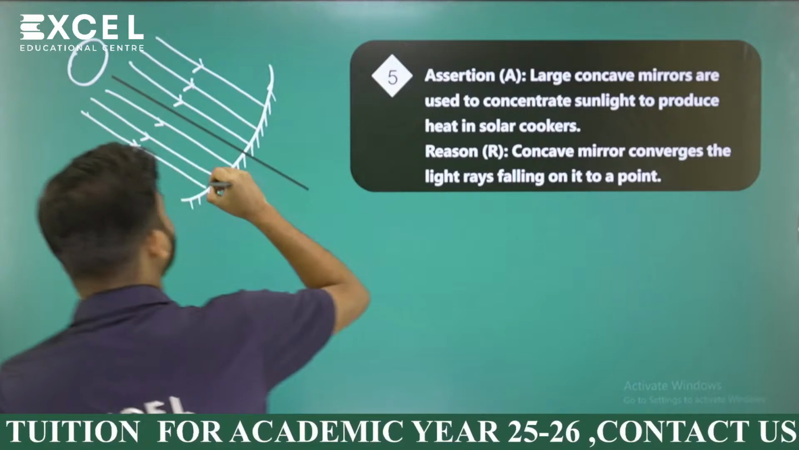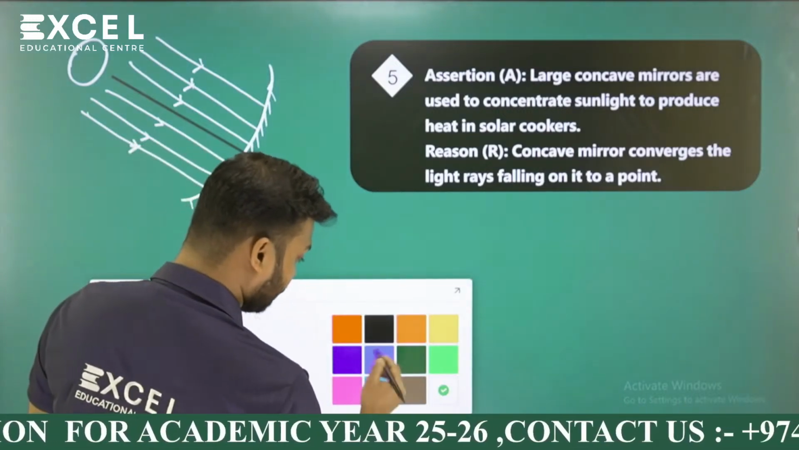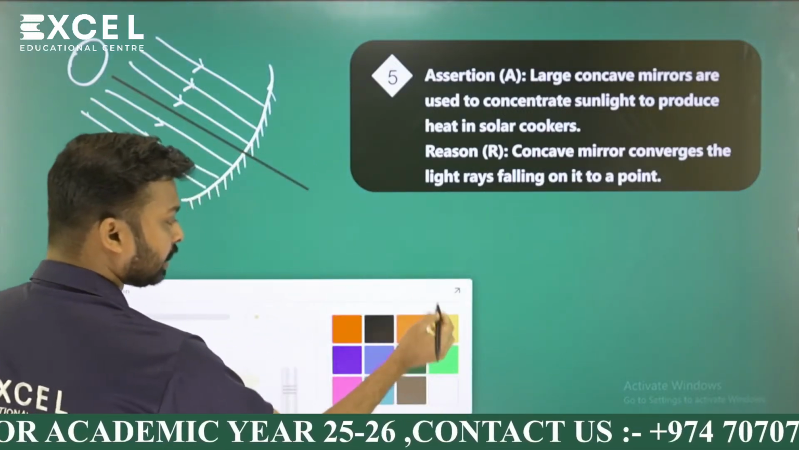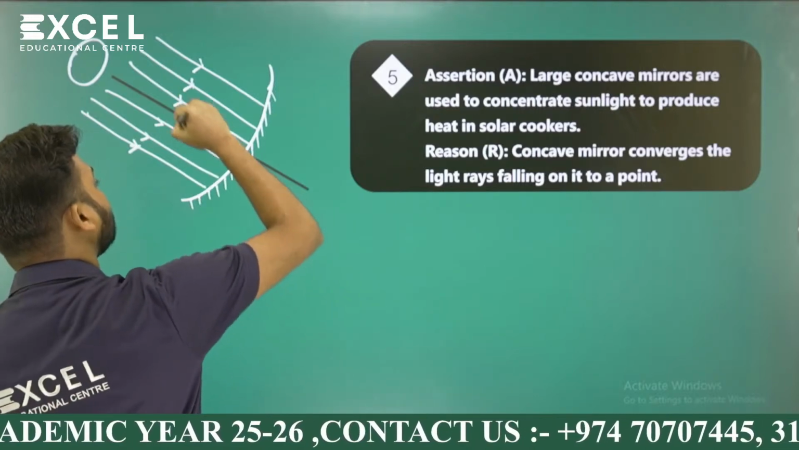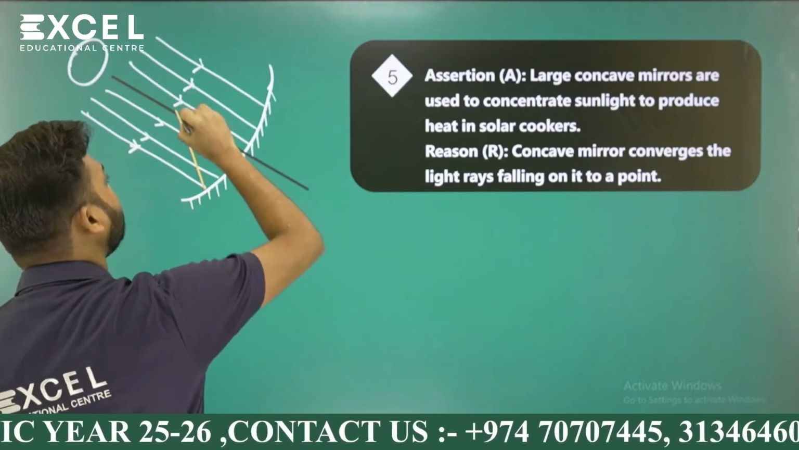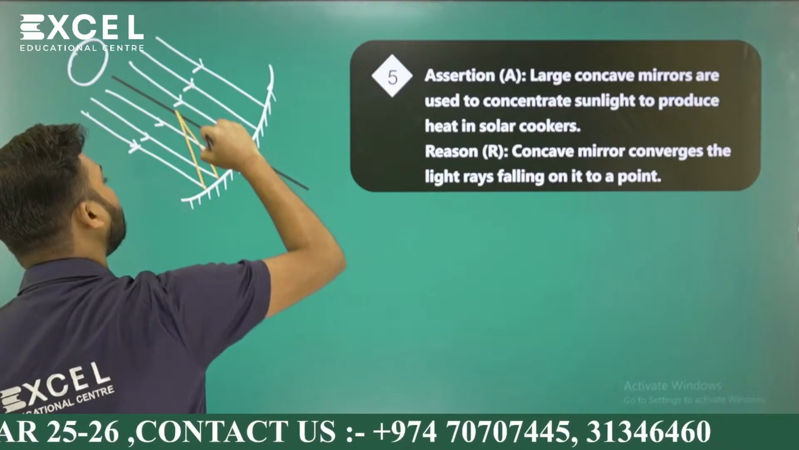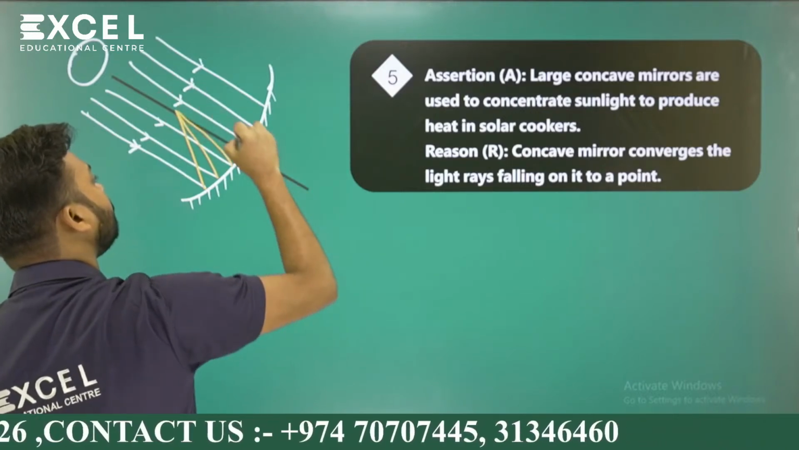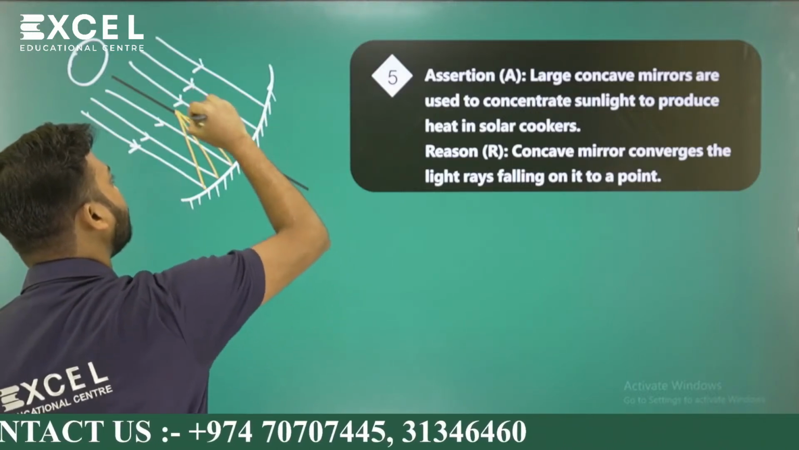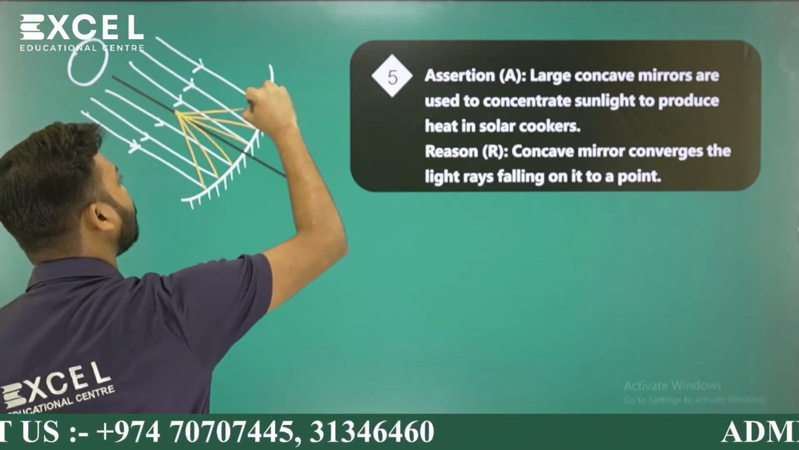So what happens here? All those beams will be, I'll mark it with another color. Listen, this will be reflecting back to this point. Let this be the focus. So all those beams will be reflecting back to this point. Understood or not?